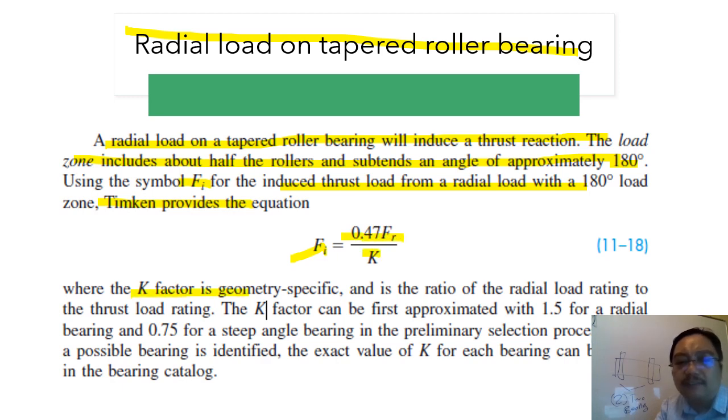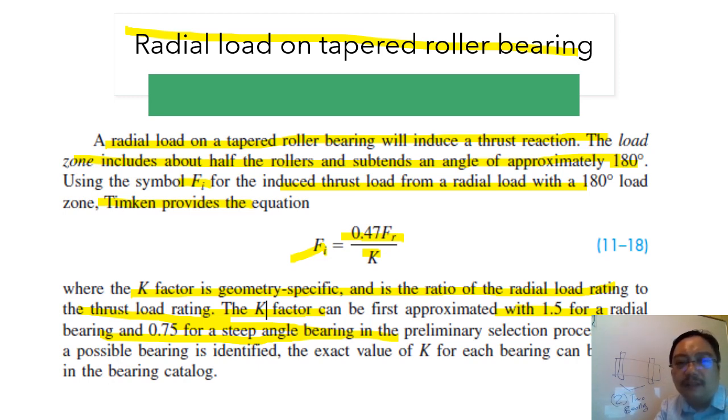K is the K factor, which is geometry specific, the ratio of radial load rating to thrust load rating. The K factor can be first approximated with 1.5 for the radial bearing and 0.75 for steep angle bearing. Okay, so K is 1.5 for the radial bearing and 0.75 for steep angle, for preliminary selection.